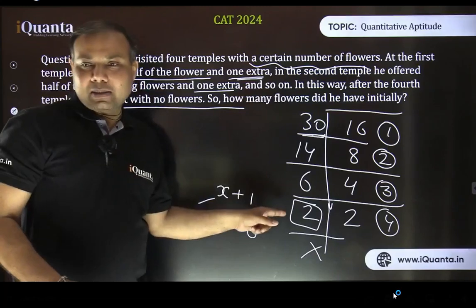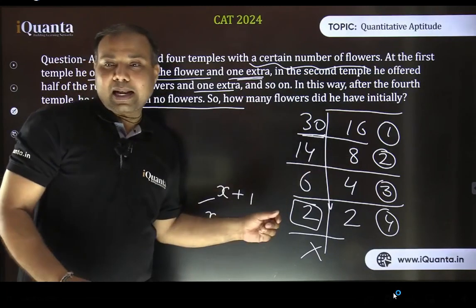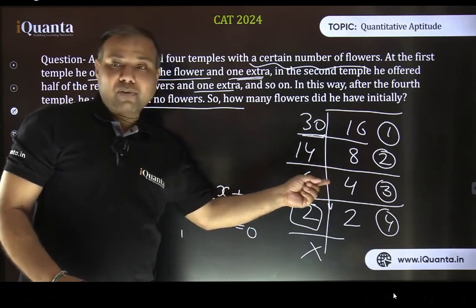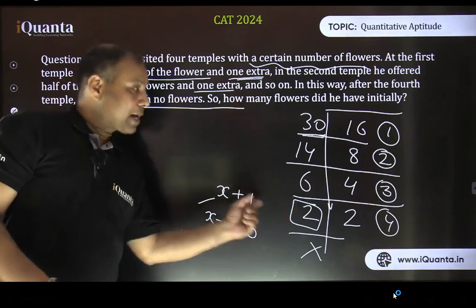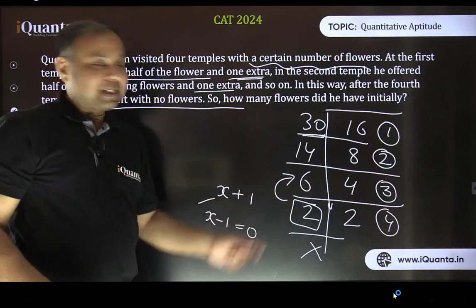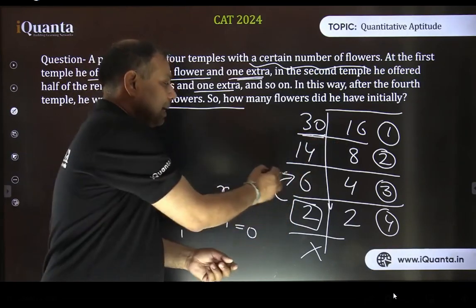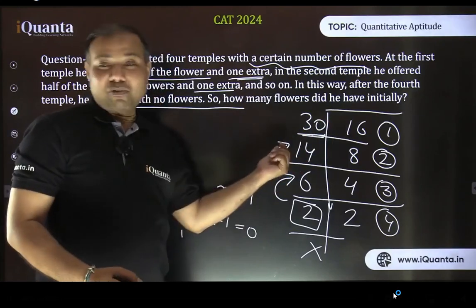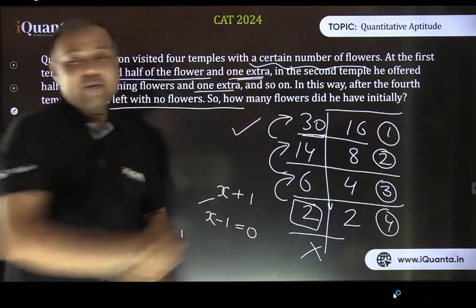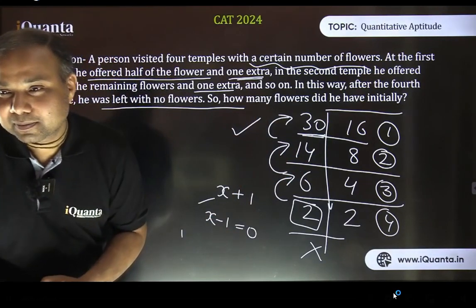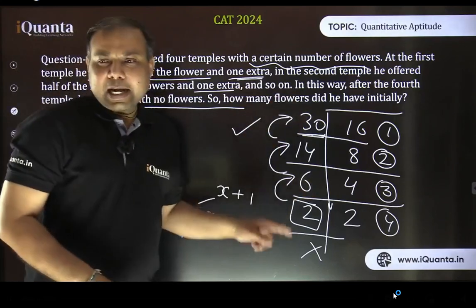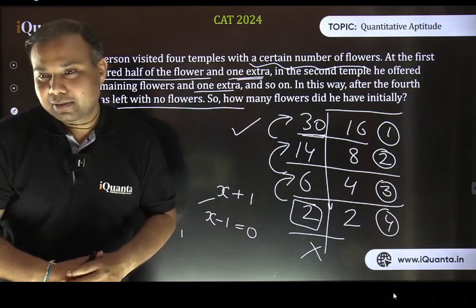So when this 2 has remained, when he had offered 1 extra flower in the last temple, that means if he had not offered 1 extra flower, he must have been left with 3. So prior to that, he must have had double of that, that is 6. Same way, 6 plus 1, 7, and double of that, 14. And 14 plus 1, 15, and double of that, 30. So that is a way to solve using backtracking. So first I verified 30, now I have solved it actually using backtracking. I got to the answer.